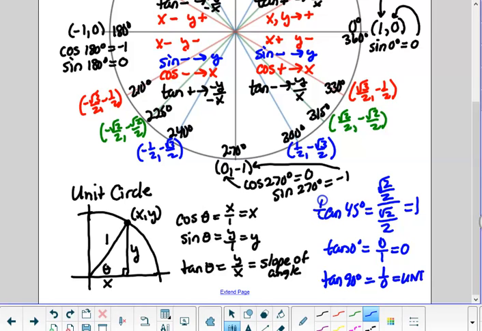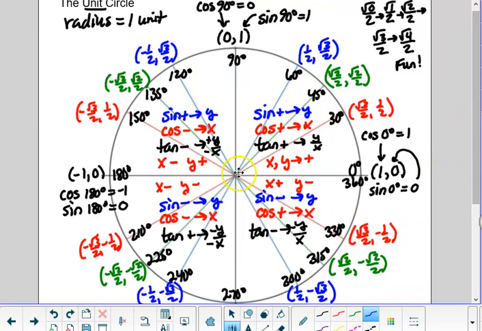because you can't divide by 0. So let's think about what we remember about lines and their slopes, because remember, tangent is just the slope. Any horizontal line is going to have a slope of 0: 0 divided by 1, 0 divided by negative 1. Any vertical line is going to have a slope that is undefined: 1 divided by 0, negative 1 divided by 0. Now, what happens as the point moves closer and closer to 90? At 90, there is no tangent value, it's undefined.